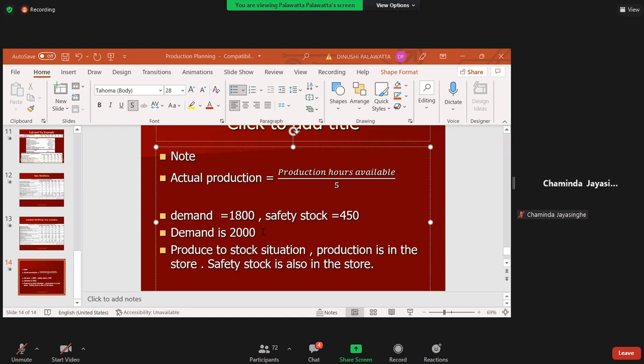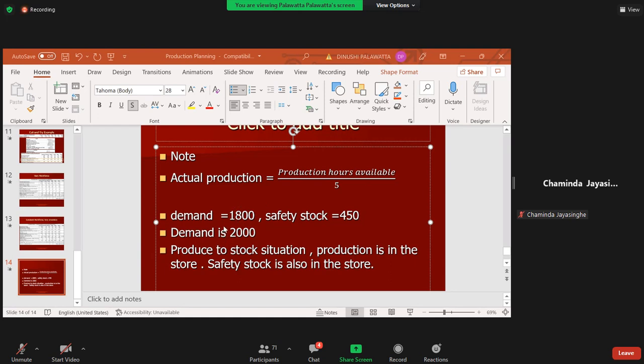So actually the tradition is we do not consider safety stock as inventory. That is the tradition. So this has to be calculated and considered.